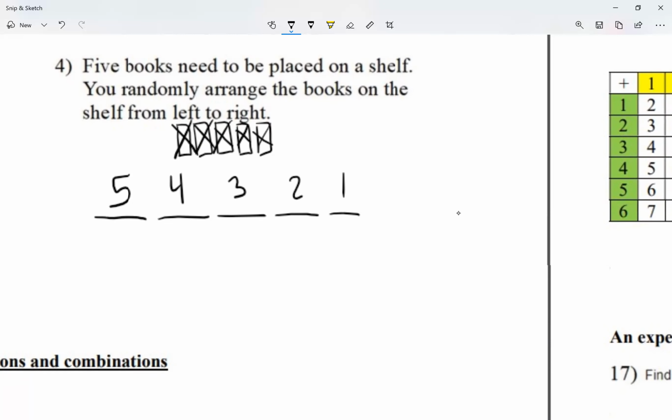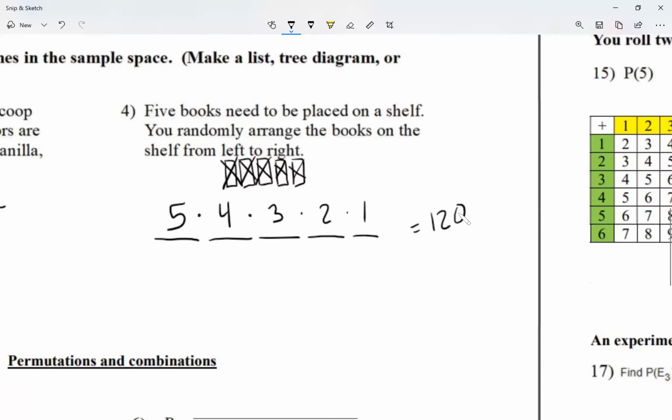Okay, now multiply those out. 5 times 4 times 3 times 2 times 1. And it's going to tell me I have 120 choices. Oh, that was nice. So, yeah, this definitely, I'm not going to do this one on the tree diagram. Too many choices. I'm not going to make a list because it's too many choices. So I'm going to go multiplication.